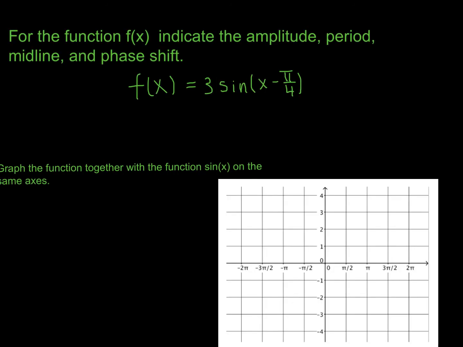Okay, so for this function f of x, indicate the amplitude, period, midline, and phase shift. And then go ahead and graph this function together with the parent function sine of x, and use the method which makes the most sense for you. If you still need to make a table, I encourage you to do that only after you've thought about the transformations and tried to just graph it based on the transformations, because we're working towards being able to do that. But then if you need to create a table, feel free to do so.